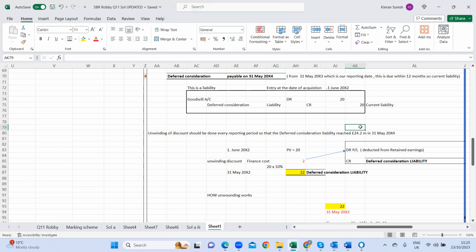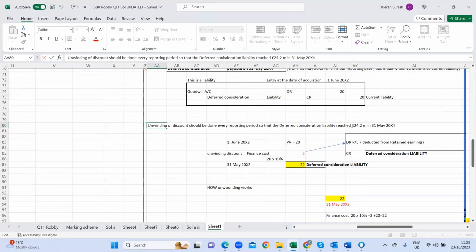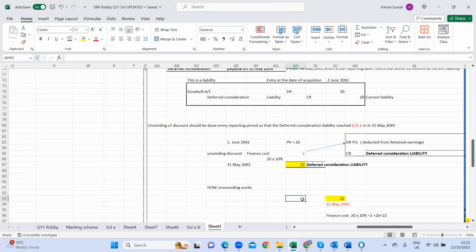Now, what happens here? We know initially the money we owed to the other party in 2 years' time was something around 24.2. And this was the deferred consideration, right? This is the money not due now, but in 2 years' time. And when we discounted this figure, this 20 million was processed on the first day when we bought the subsidiary, 1st June. Now we are not at the 1st June. Now we are at the 31st of May 2013. That means we are at the reporting day.